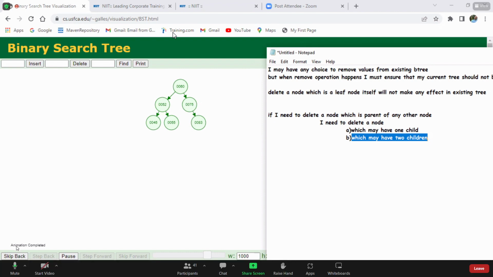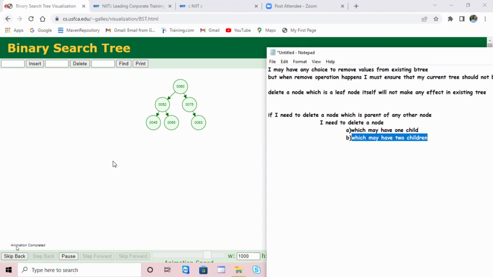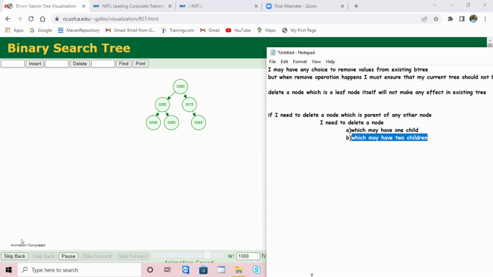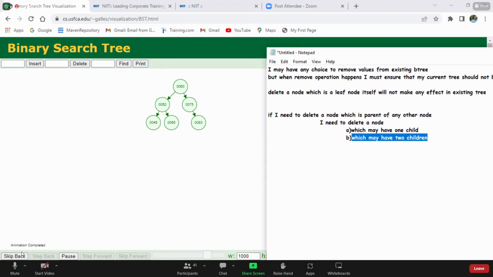75, right. 75 has either a right or left child, any one. In its right-hand side there is 83 as a child. And which node can you identify from here that has two children? 52. 52, and 60 also, because the root is also a node.